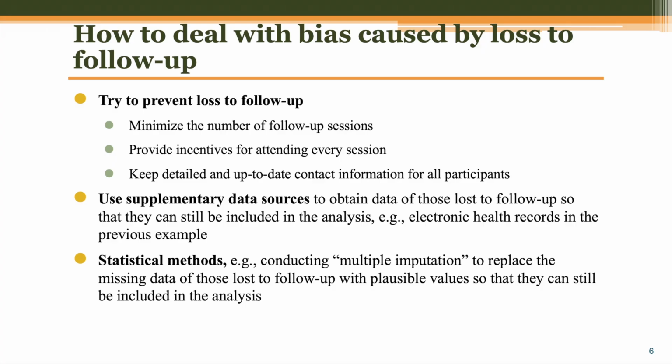If those preventive measures fail and a participant is truly lost to follow-up, the next step is to try using supplementary data sources to obtain their information so that they can still be included in the analysis. For example, electronic health records, as we saw in the previous example, can provide valuable data for those who dropped out. This allows researchers to still include them in the analysis and reduce potential bias.